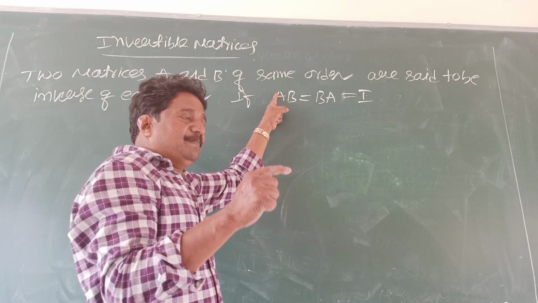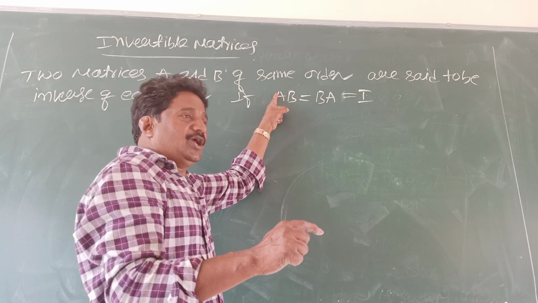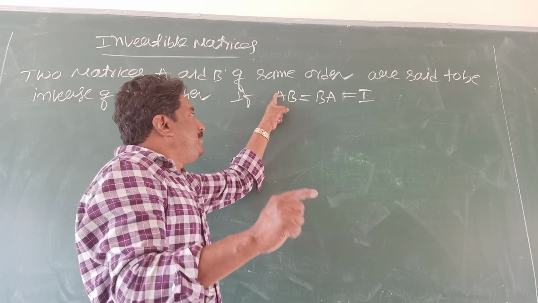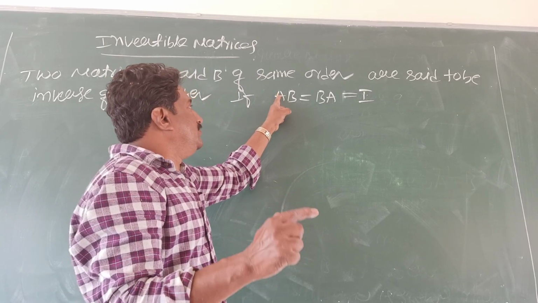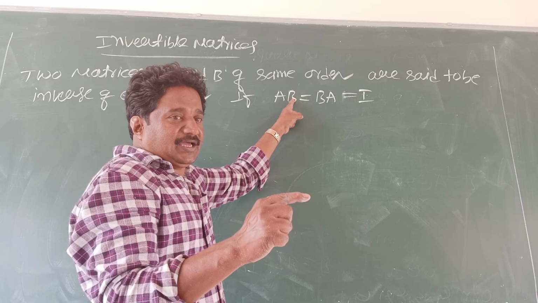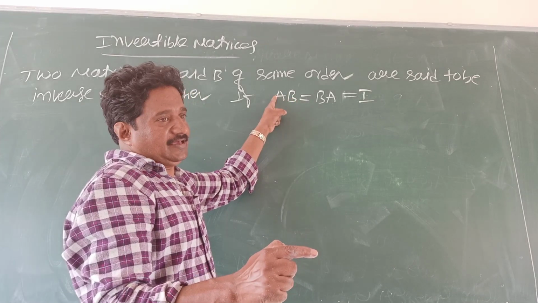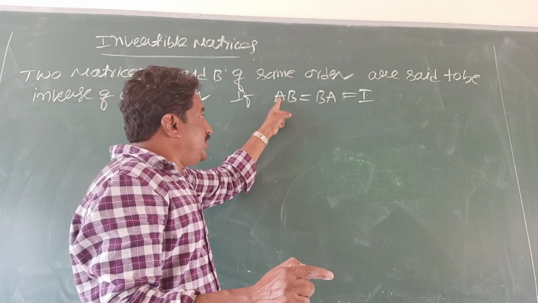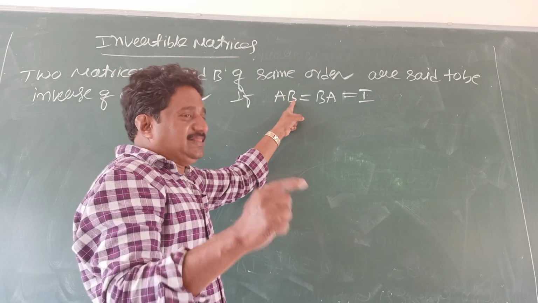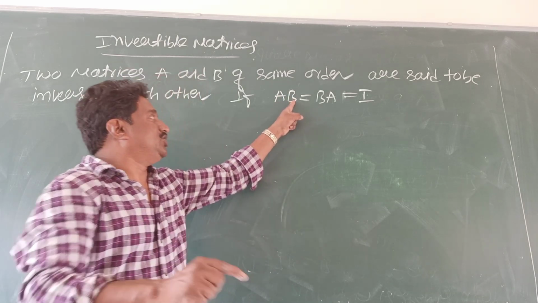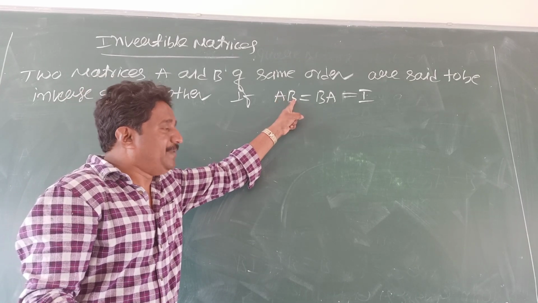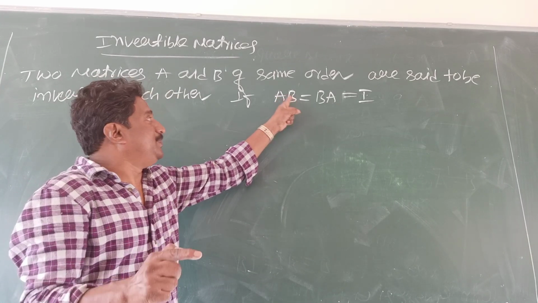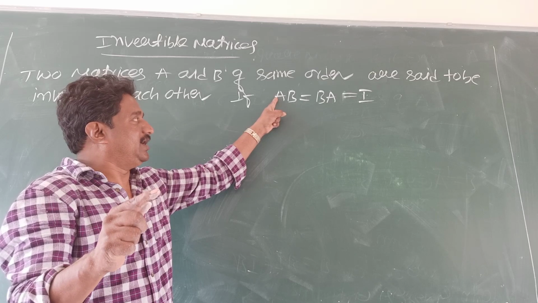Whenever B becomes inverse of A, automatically A becomes inverse of B. If A inverse is B, automatically B inverse is A. If A becomes inverse of B, then B must be inverse of A. I repeat that. Try to understand that line.